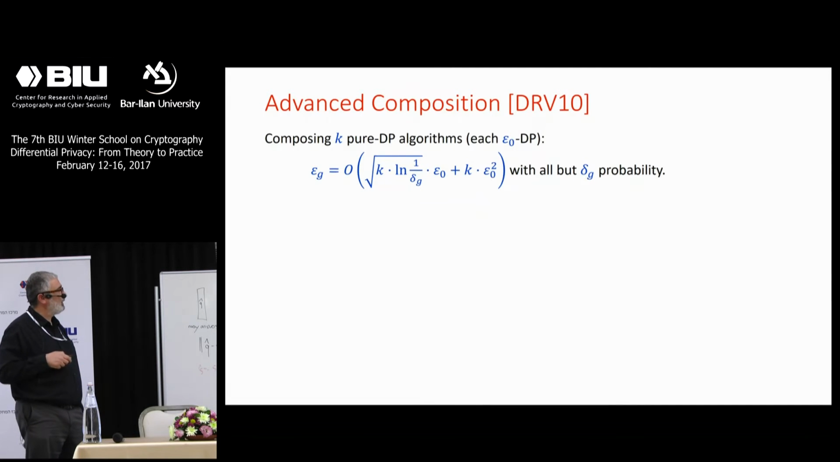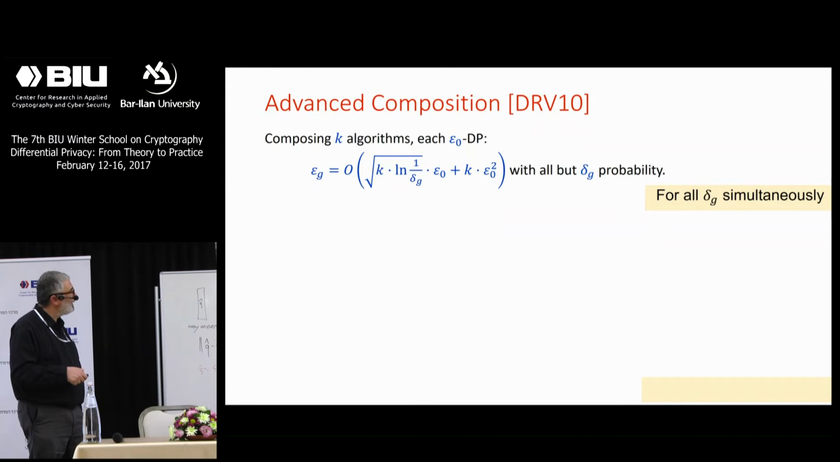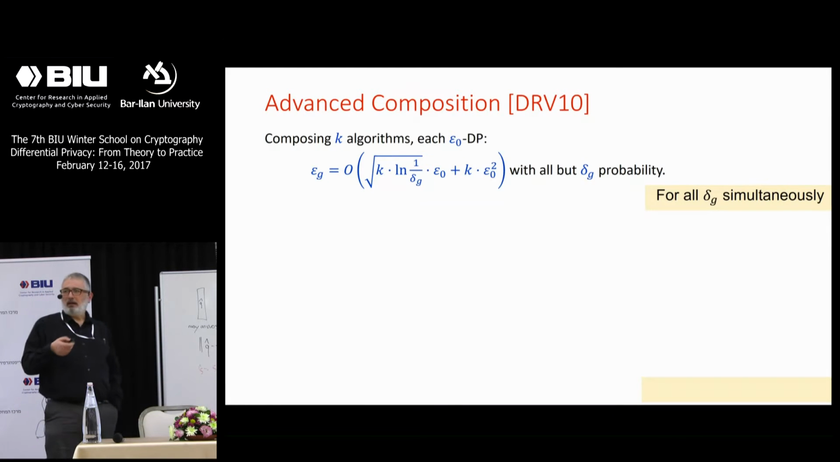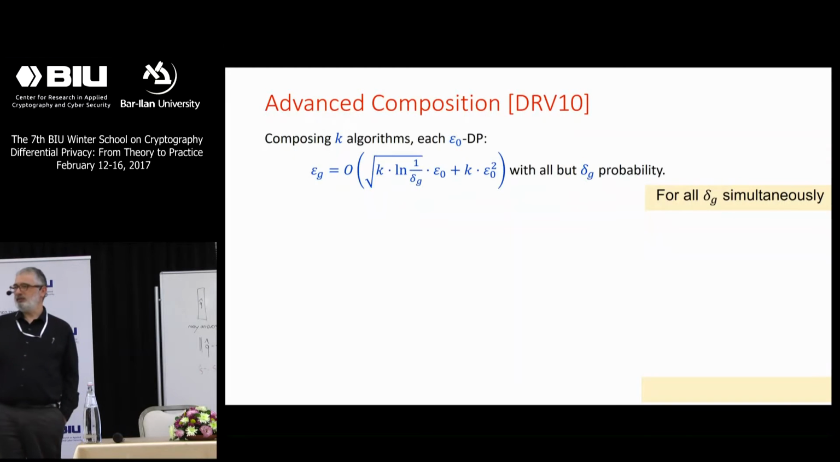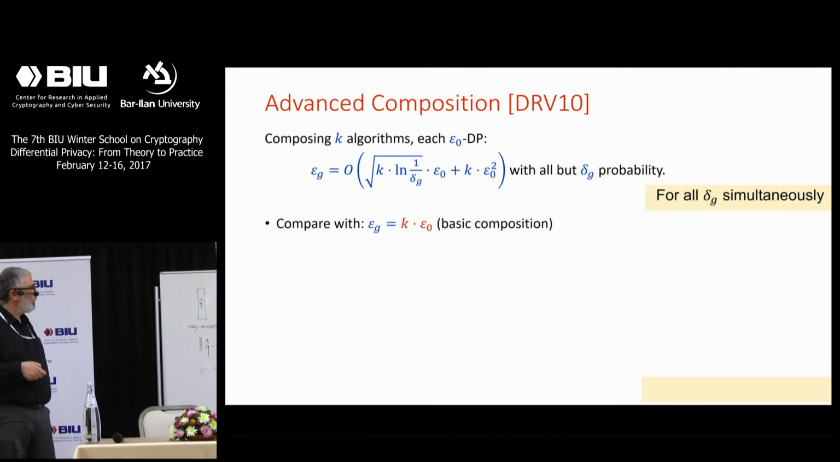So, let me restate that again. The theorem: if we compose k pure differentially private algorithms, each is differentially private with parameter epsilon 0, then this is our epsilon. And notice that we have this parameter delta G here. In a sense, we can get various results depending on our choice for delta. You choose a delta, this delta G. That's a probability that the loss will deviate from this bound. And once you choose delta G, you get this factor in front of the epsilon 0. Compare this with the basic composition where we lost something that is linear in k.